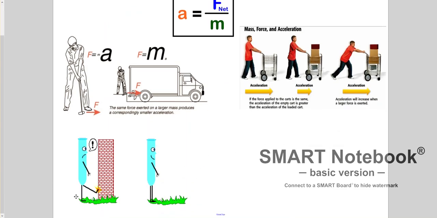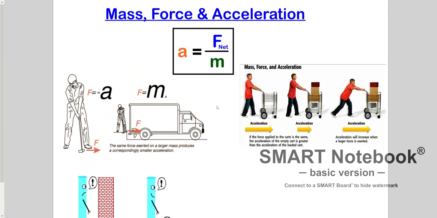Here's another example, right? If I apply a force to a very massive object like a brick wall, that would hurt. If I apply the same force to a much less massive object, the object will accelerate, whereas here this wall is definitely not going to accelerate. So in short, that is Newton's second law and some of the implications of it.